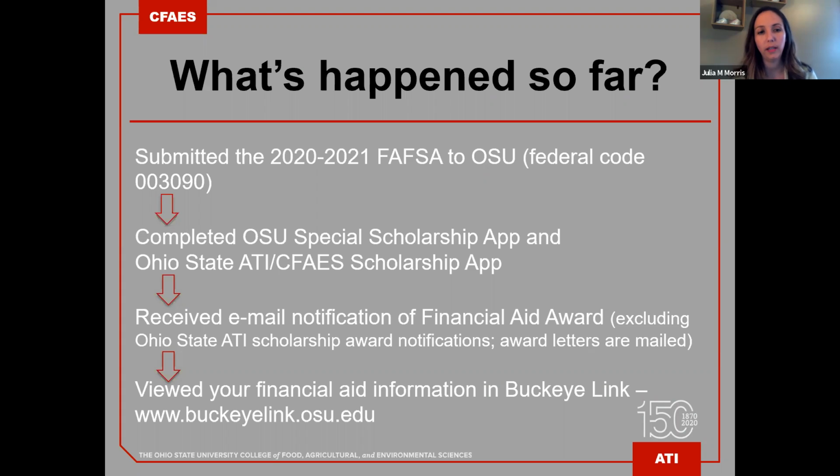Those notifications went out late February, early March this year, if you had a FAFSA to us prior to February 1st. Otherwise, it takes a couple of weeks until we can let you know of your award if we recently received your FAFSA application. If you completed the ATI scholarship application with us, award letters have been mailed out. Some of them may still be trickling in throughout the rest of April, but that would be the only piece you would get in the mail. And then ultimately, the email would have notified you to log into Buckeye Link, and that's what I'm going to show you here.